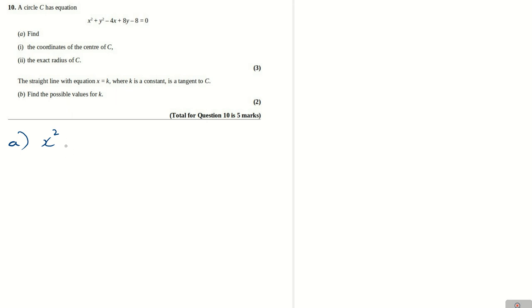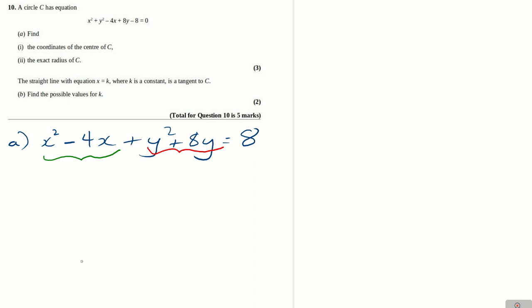So start off by getting the x's together. So x squared minus 4x plus y squared plus 8y, and then it's minus 8. If we add 8 to both sides, we get that. Now then we complete the square, so we look at the x's and we look at the y's separately.